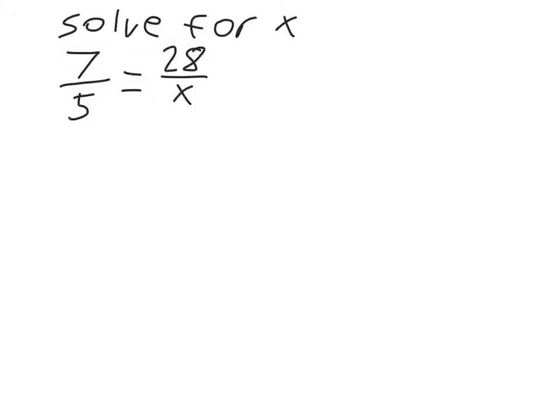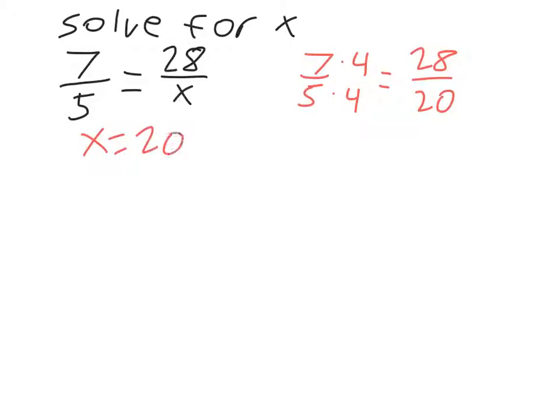So you take 7 over 5, multiplying them both by 4, and that will give you 28 over 20. So that means your x is 20. So x equals 20.